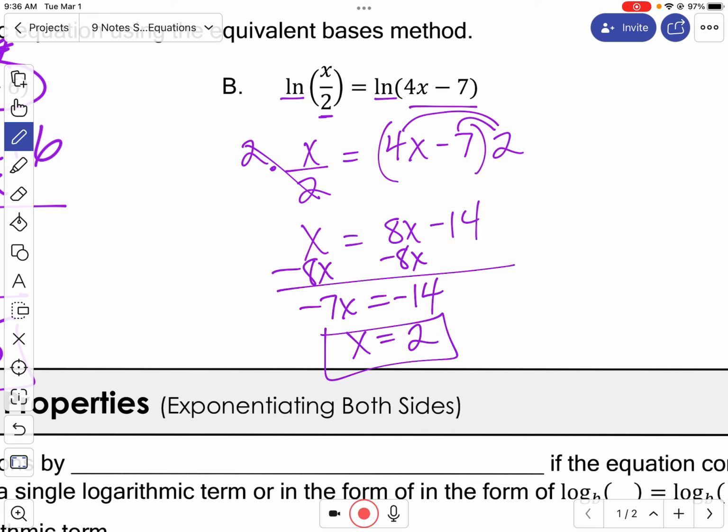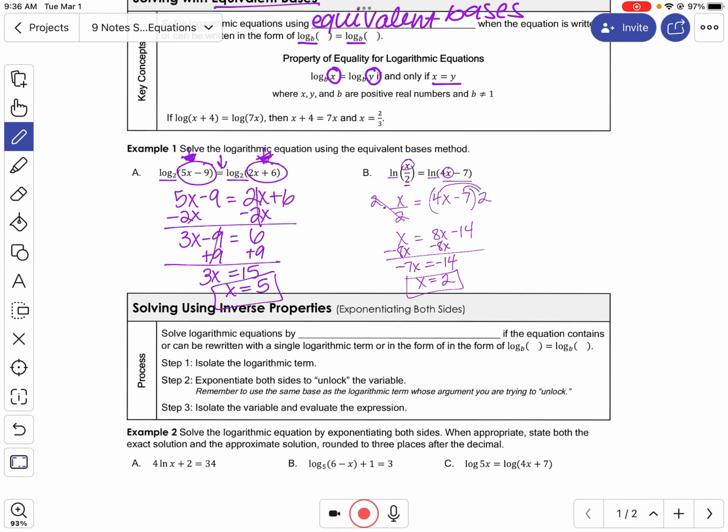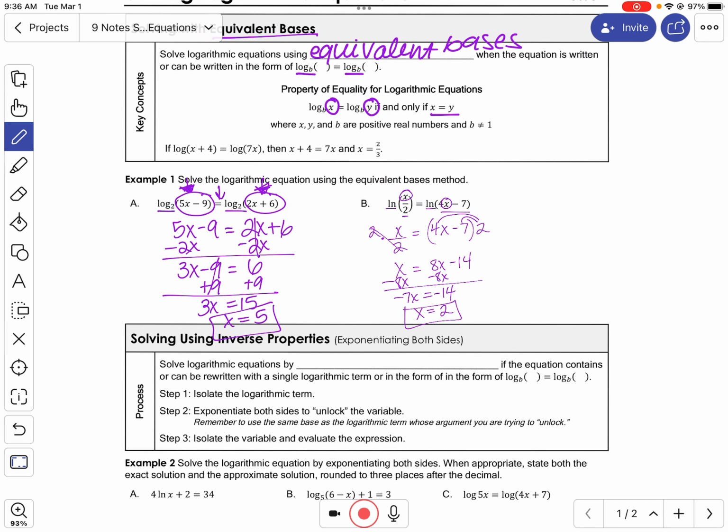Again, just double check and make sure when you plug it in there that both of those are positive, and they are. Okay? So that's one way of solving a log equation. That's if you have a log on the left, a log on the right, and the bases match. You can just set your x equal to your y.